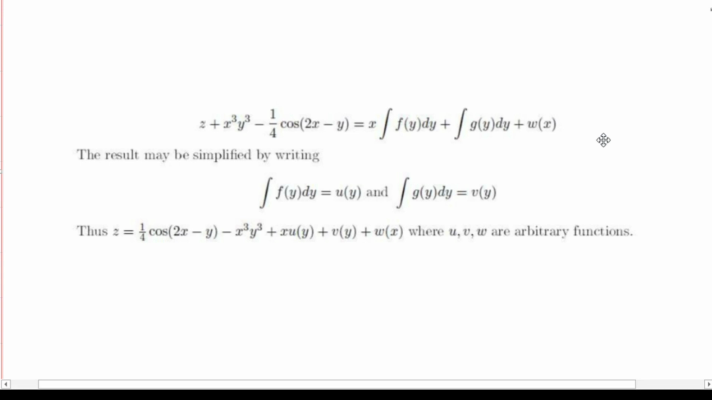To find these arbitrary functions, we need to have some initial condition or additional condition or boundary condition for the particular problem.